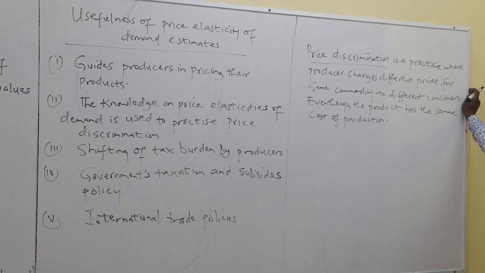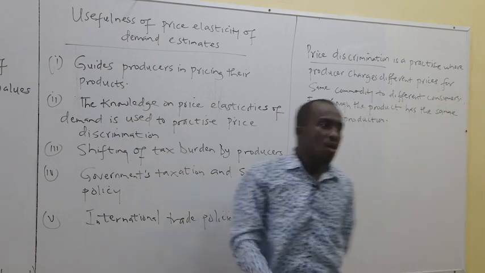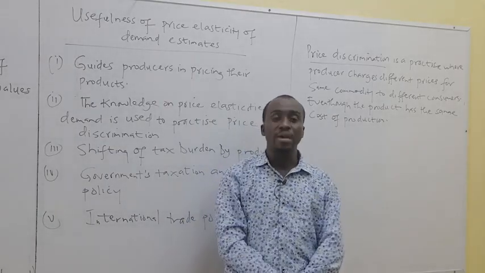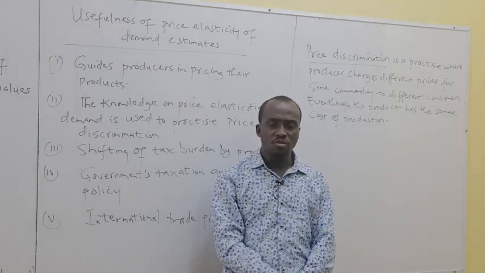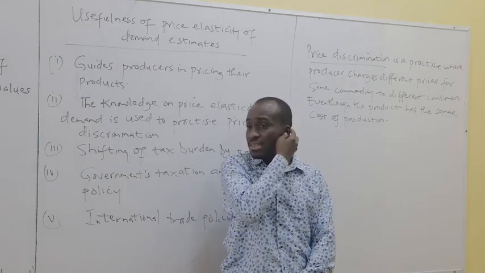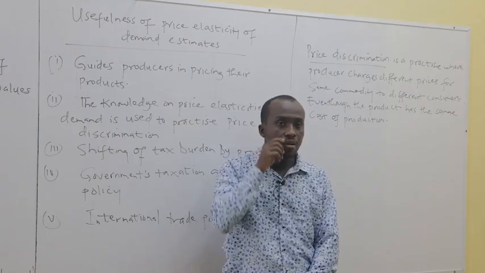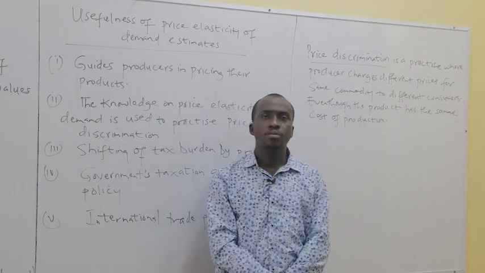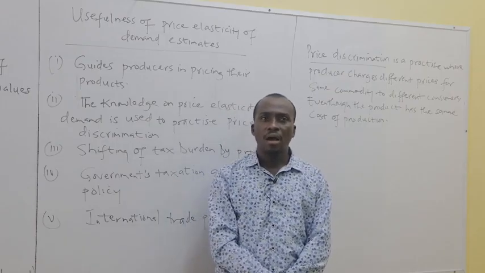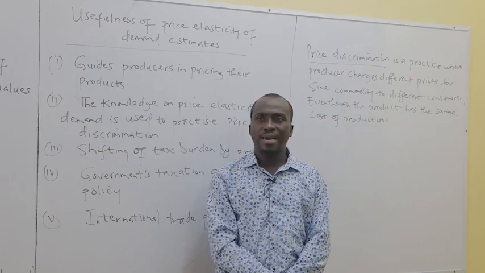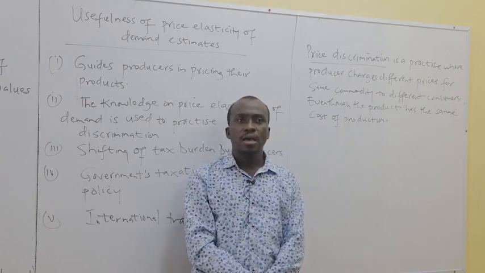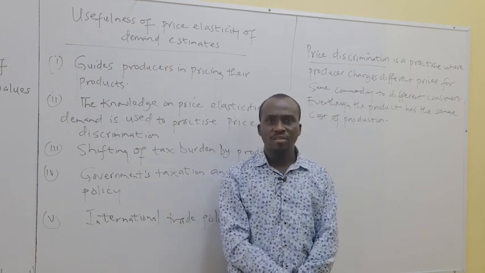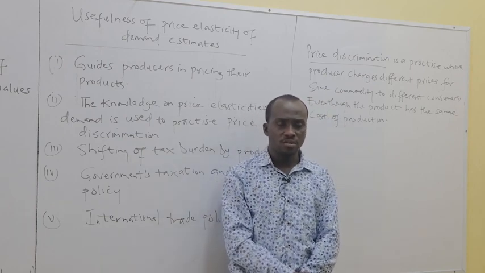What do you see? With price discrimination, the producer charges different prices for different consumers, even though the good is produced at the same cost. For instance, maybe I'm producing cars. If I take it to places where rich men are, if it's $100,000, I'll charge them $150,000.